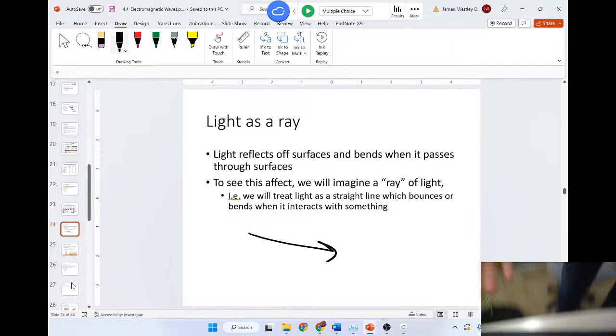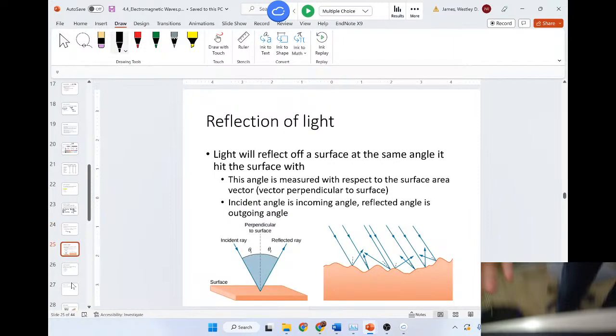So getting into the bouncy part, light bounces off at the same angle it hits with, just like a bouncy ball. Now this depends on the surface. If the surface is nice and smooth, it's going to bounce with that. This also does apply to bumpy surfaces, and I'll describe that in a second. But for now, when light hits a surface, it's going to bounce off at the same angle it hit with. Where do we measure that angle to? We measure it with respect to the area vector.